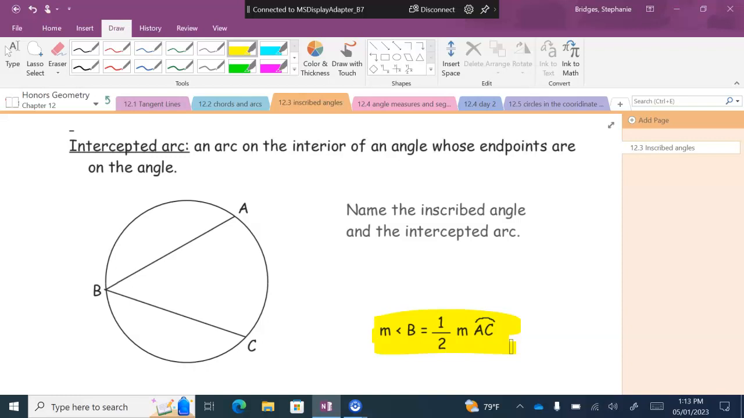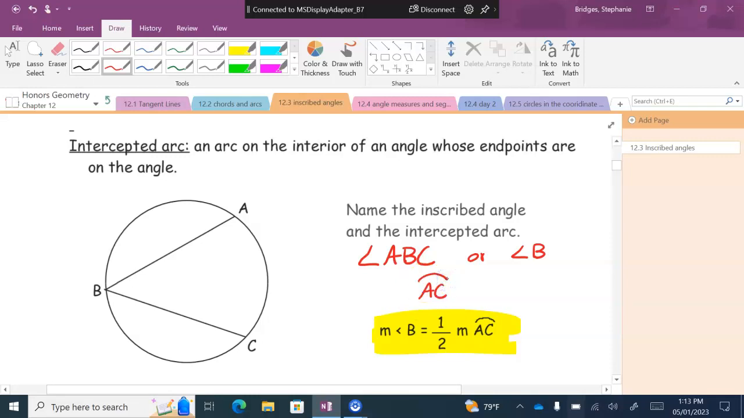Okay, name the inscribed angle. What is my angle whose vertex is on the circle here? Okay, so angle ABC, I can call it that. Could I also just call it angle B? Is there just one angle at point B? Yes, so we could either call it angle ABC or angle B, or technically could I also call it CBA? Yeah, B is still in the middle. And then the intercepted arc, what arc is in between the edges of my angle? AC. So arc AC is my intercepted arc.